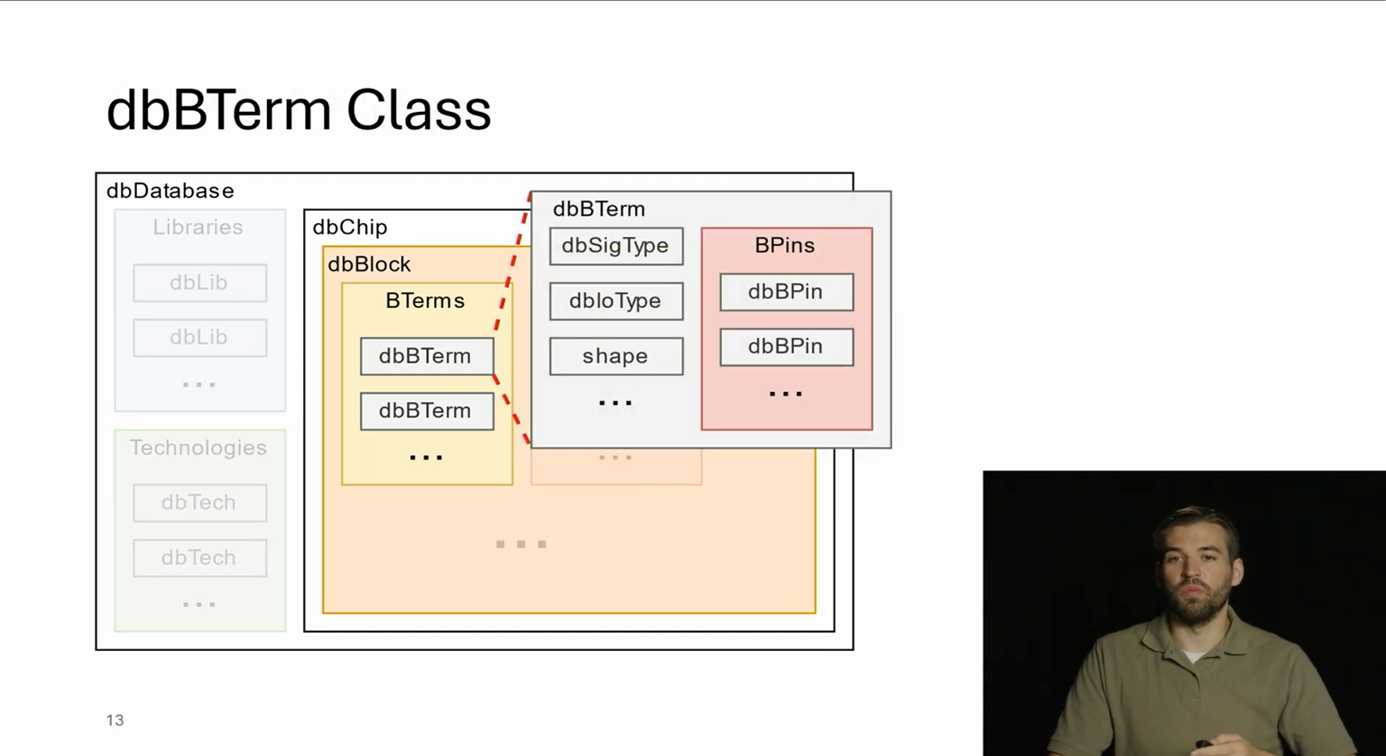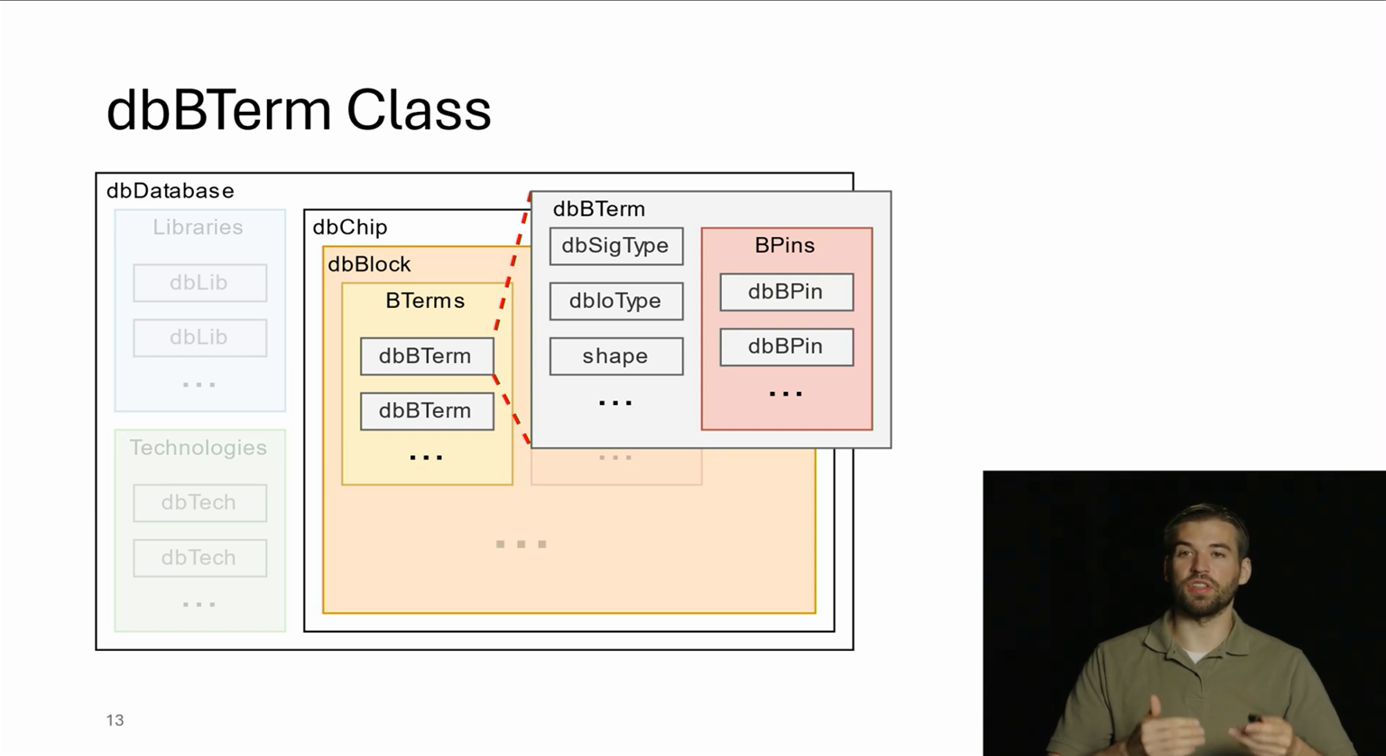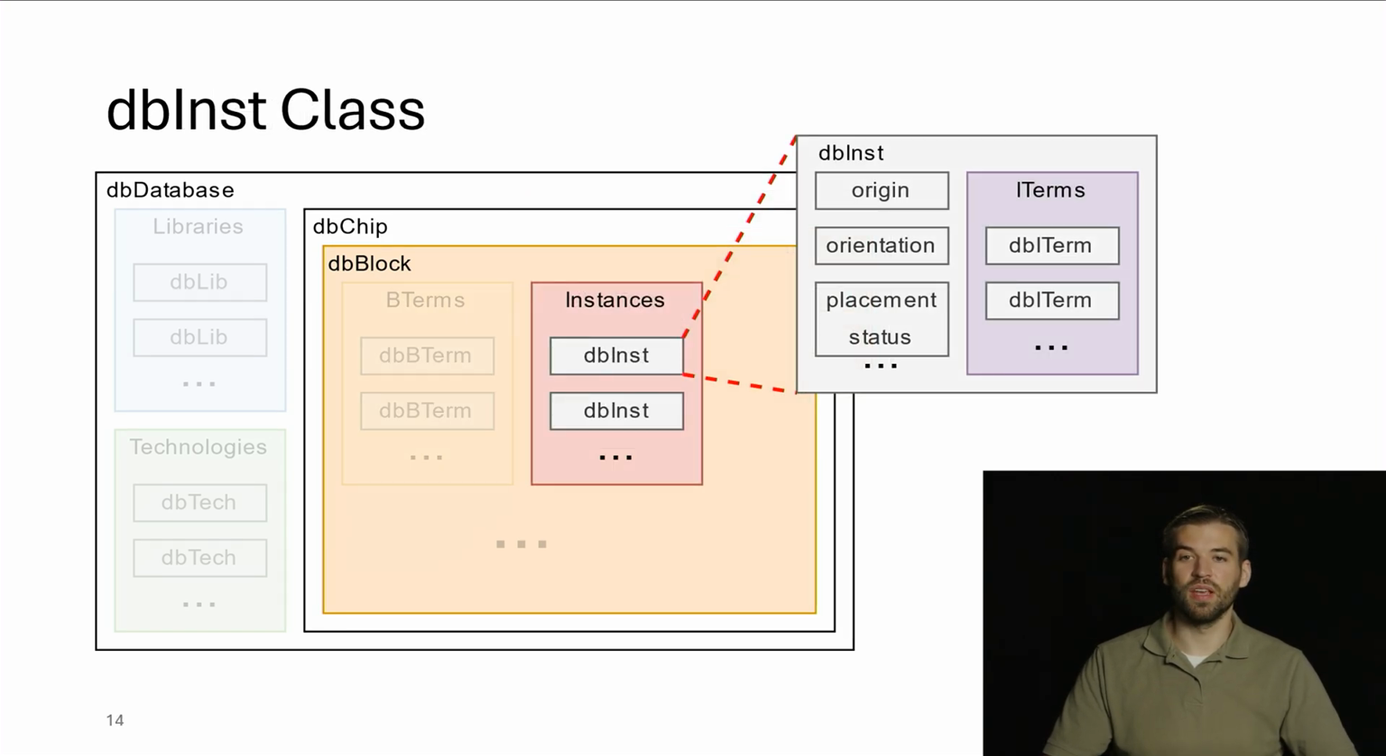But to start with, looking at the DB B terms, which is going to be a vector of all of the different block terms that form your design. So this is going to be all of the inputs and all of the outputs, the logical terminals. And within each of those, it's going to have some information such as what signal type it is, the I/O type, and so on. So it's very similar to what we saw for the M terms. But within each of those is going to again be a vector of B pins, block pins, which are the physical implementations of those.